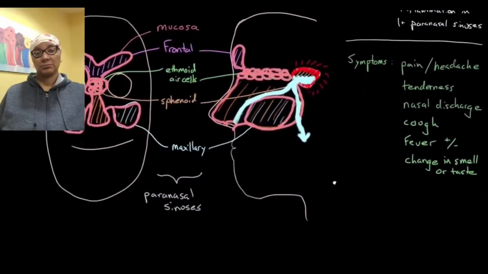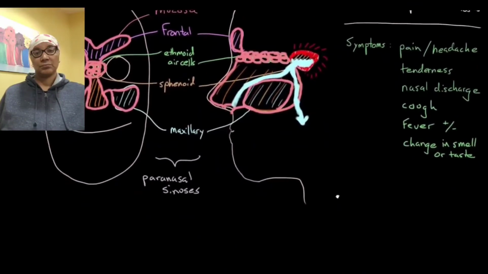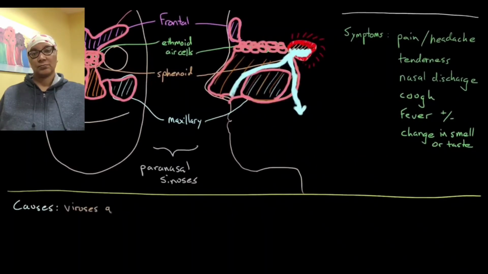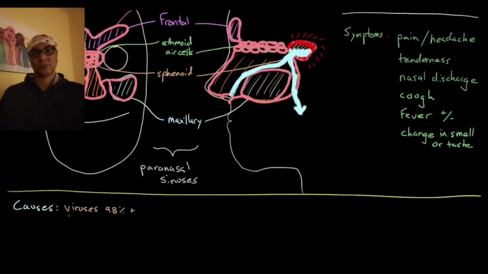Let's move this down to give ourselves a little bit of space to write here. So what are the causes of sinusitis? In adults, the vast majority of cases are caused by viruses. In fact, more than 98% of them. The remaining 2% are usually caused by bacteria.